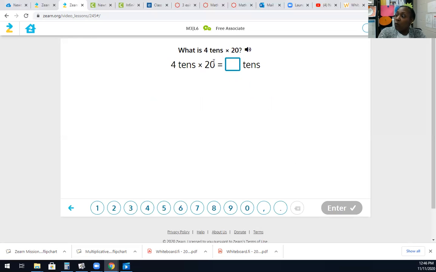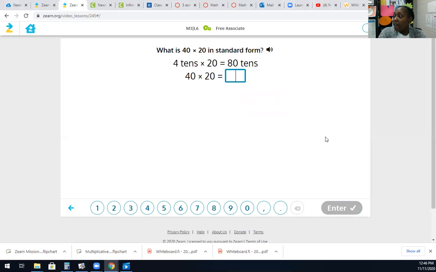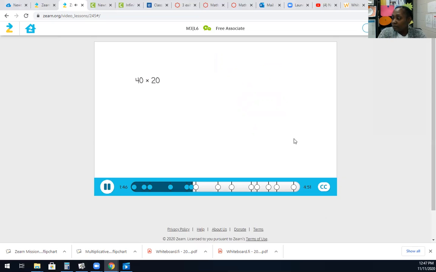4 tens times 20 equals how many tens? 4 times 20 is 80. I'm going to go with 80 tens. What do you think? I got it right. Now I know 40 times 20 is what? 80 tens is what? What do we think? 80 tens. Great job. 800, guys. 40 times 20 is 4 tens times 20, which is 80 tens, or 800.